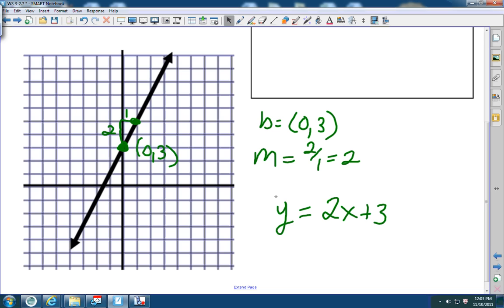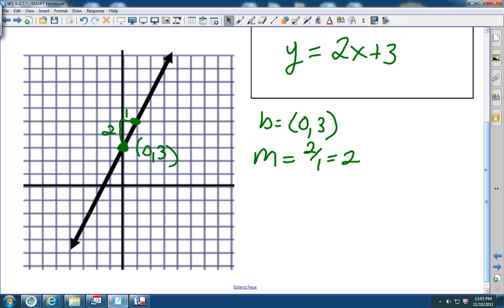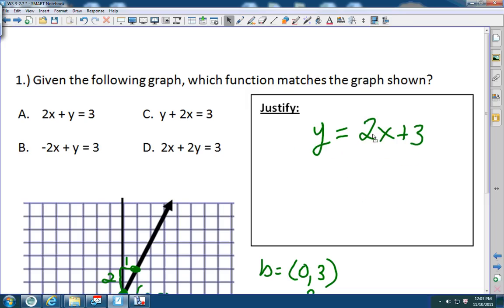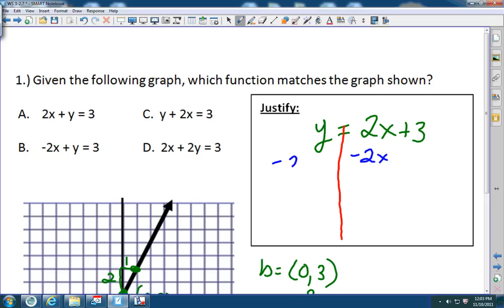Okay, but let me move this up here. Are any of these written in slope-intercept form? No. But what if I change this around and get it into standard form? What would I need to do in order to get it in standard form? What do I need to move? I don't need to move the y. The y needs to stay over here. I need to move that 2x. So how do I move the 2x to the other side? I subtract 2x from each side. So now I have negative 2x plus y, and it equals 3. There's my equation in standard form.